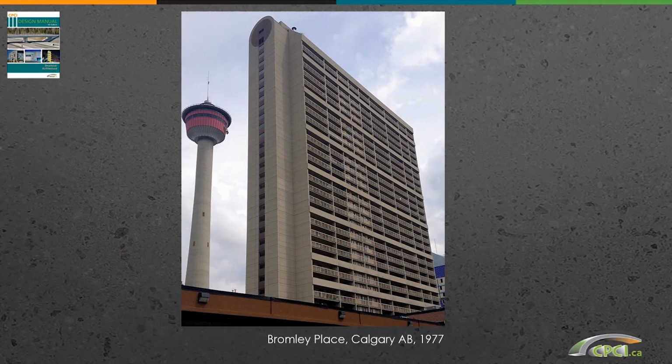This is a photograph of Bromley Place in Calgary, Alberta. It's a 31-story total precast apartment building built in 1977. At the time, it was, and still remains, the tallest totally precast concrete building in Canada. The building was far ahead of its time. Although many total precast residential buildings have been built over the years, most have been mid-rise, and only recently have we begun to see developers building more high-rises of this size and scope in Canada.